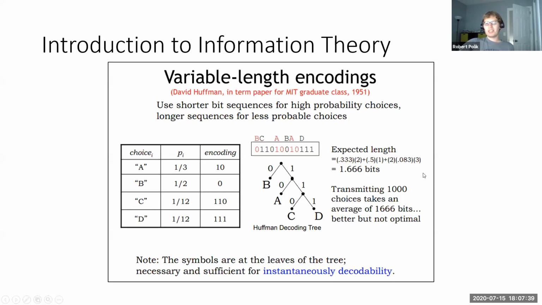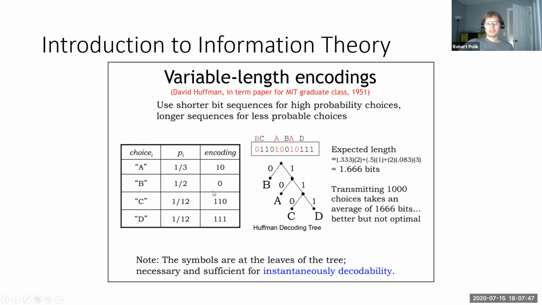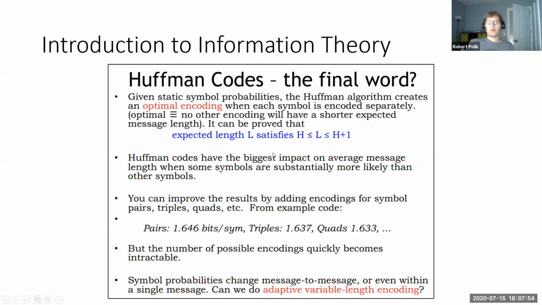So to optimize even further, Nathan, we can do your strategy of pairing things, tripling things. We know that, for example, BB would be the most common. So if we encoded BB as 0 and kept going down and down, we would get it down to 1.646 bits. Triples 1.637, quads 1.633. So getting closer and closer to the optimal encoding.